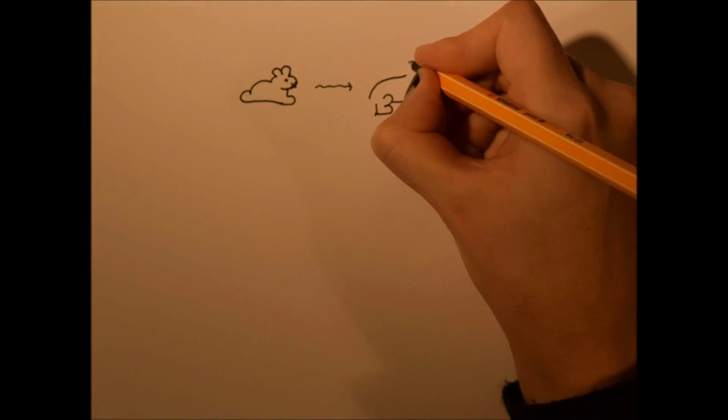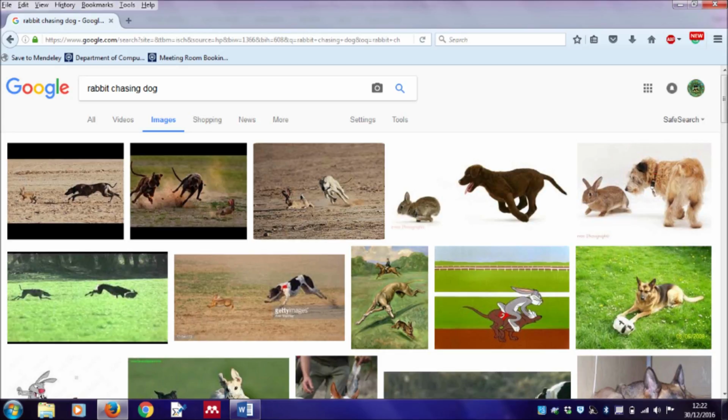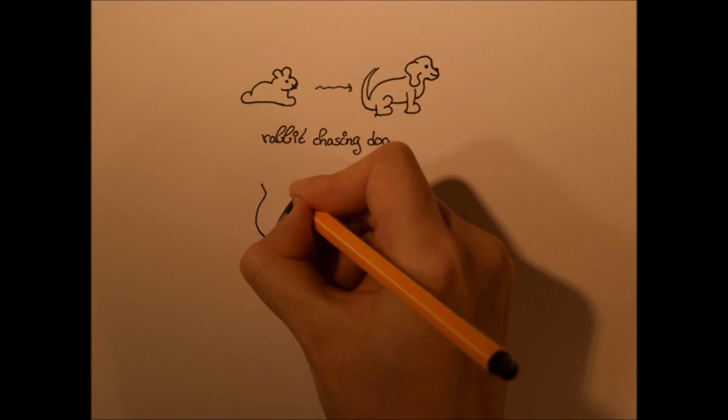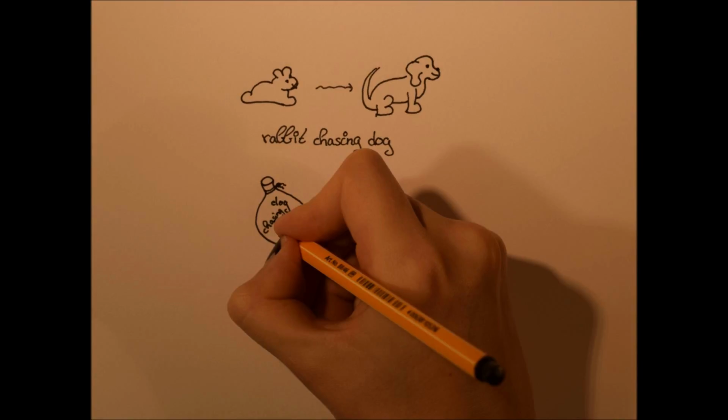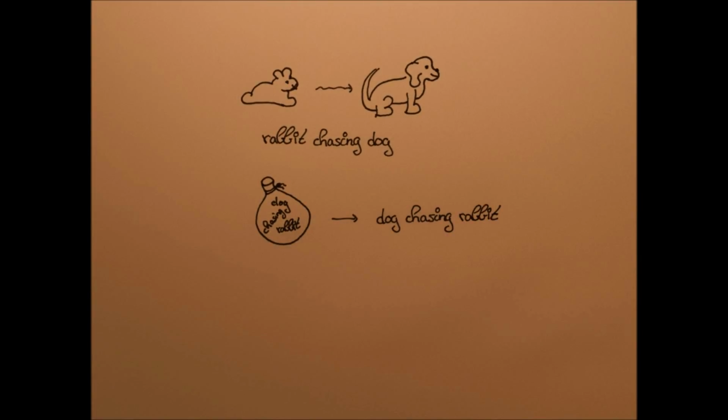Imagine a rabbit chasing a dog. Your mental image will look something like this. However, when asking Google to find images of a rabbit chasing a dog, it returns dogs chasing rabbits. Searching algorithms treat a sentence as a bag of words, and since dogs chasing rabbits are more common, that's what the search comes up with.